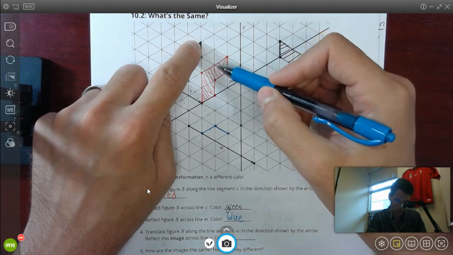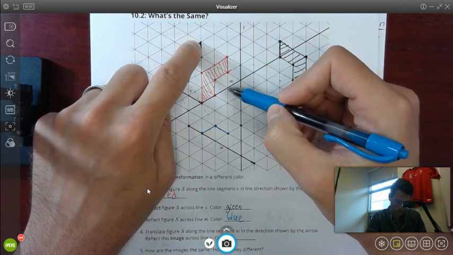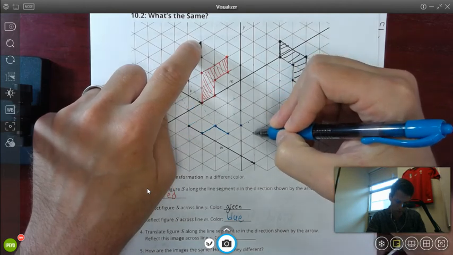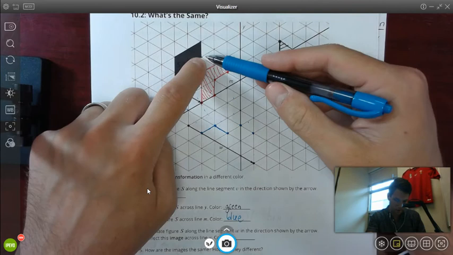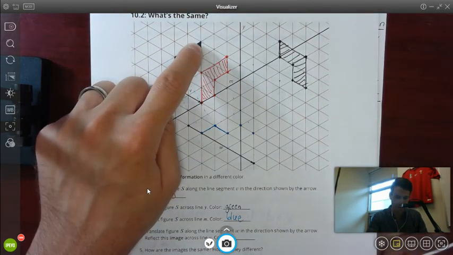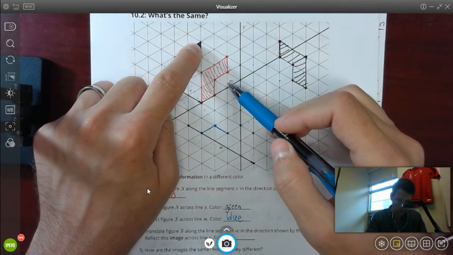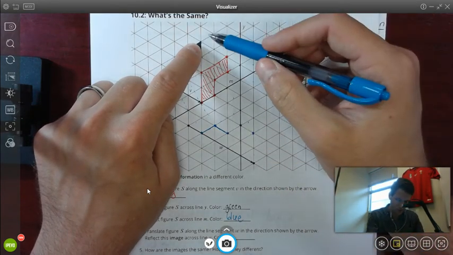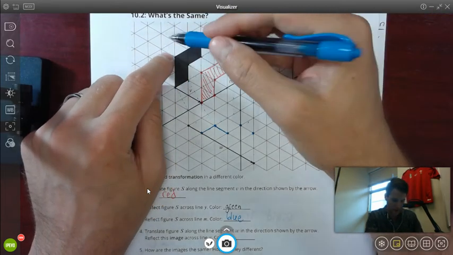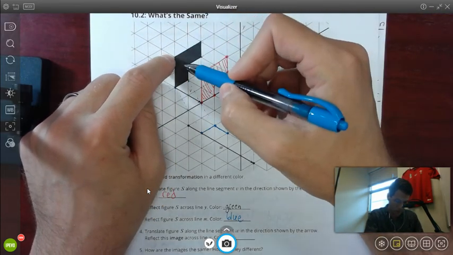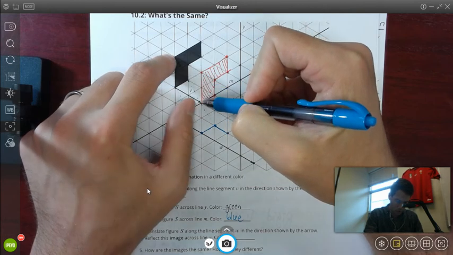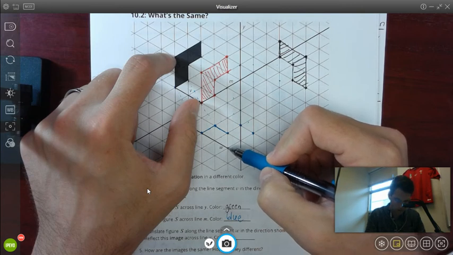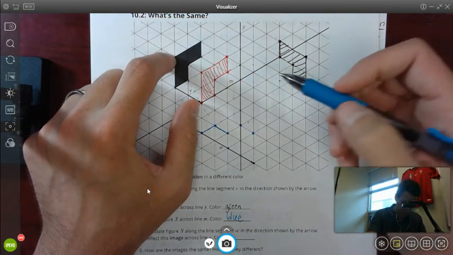1, 2, 3, 4 spaces. 1, 2, 3, 4 spaces. So we started from this point right up here, and we counted 1, 2, 3, 4. And we keep moving along here. So to the back point here, we're doing 1, 2, 3, 4. And we've essentially finished our shape right there.